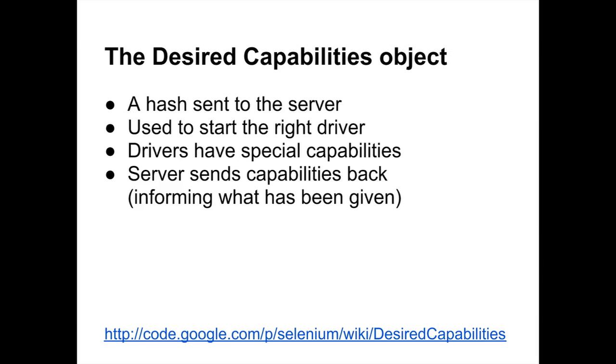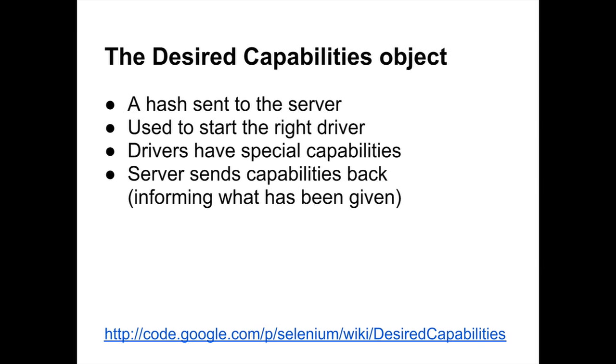So let's talk about the desired capabilities object. Basically, what the desired capabilities are is just a hash. It's just a JSON object with key values of what you actually want. So it's sent to the server from your script. If you're trying to run Firefox, the browser name will be Firefox. If you're trying to run IE, the browser name will be IE. If the server has it, it will boot it and confirm. If it doesn't, it will fail and tell you that those capabilities cannot be met.